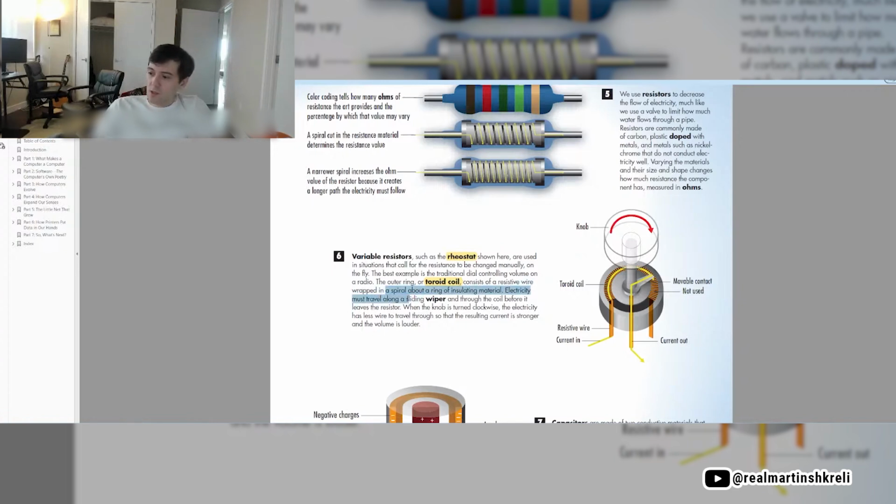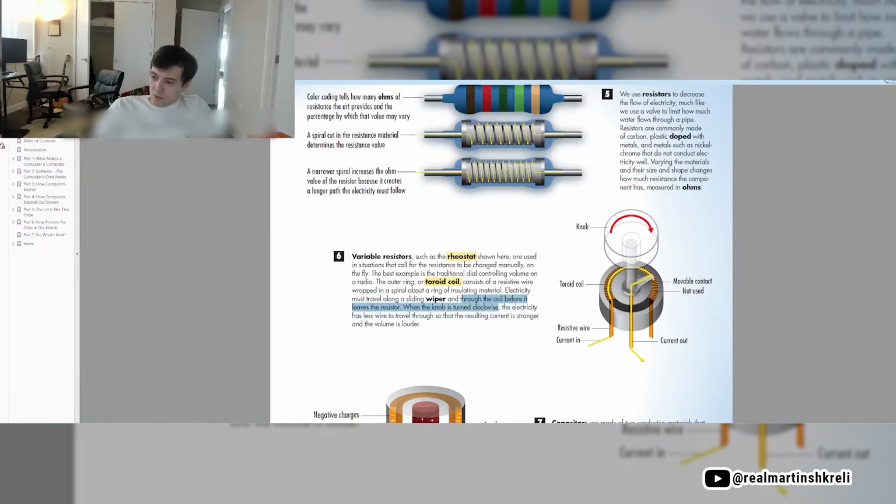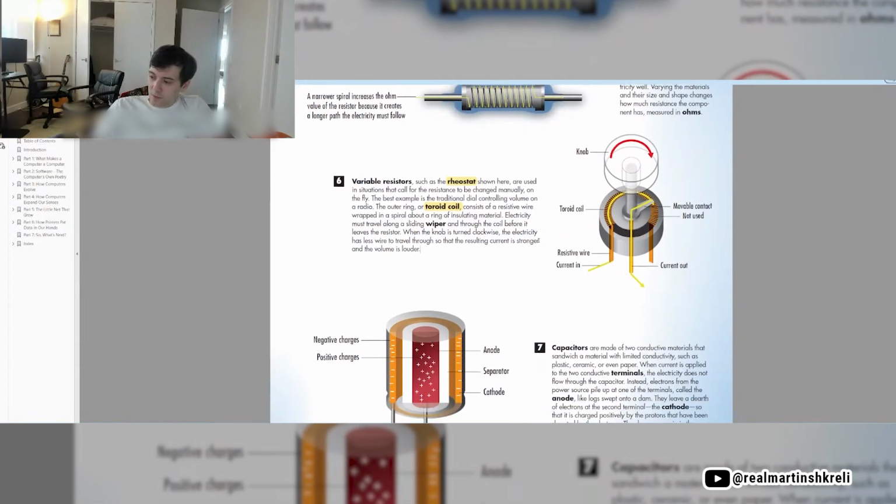Electricity must travel along a sliding wiper and through the coil before it leaves the resistor. When the knob is turned clockwise, electricity has less wire to travel through, so the resulting current is stronger and the volume is louder.